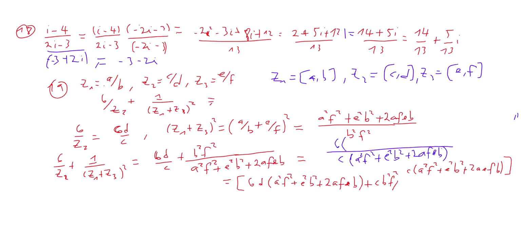And then here we have 6d, and here we have a squared f squared plus e squared b squared plus 2afeb, then plus c b squared f squared. Then we can write it again in terms of our normal notations for rational numbers. This ends the solution set for page 2.